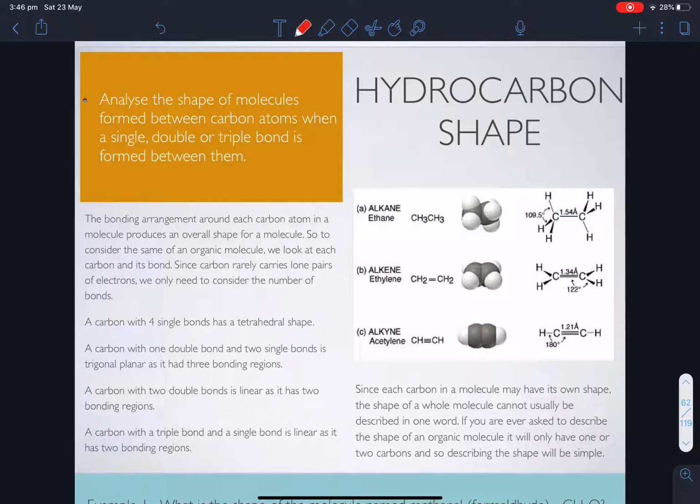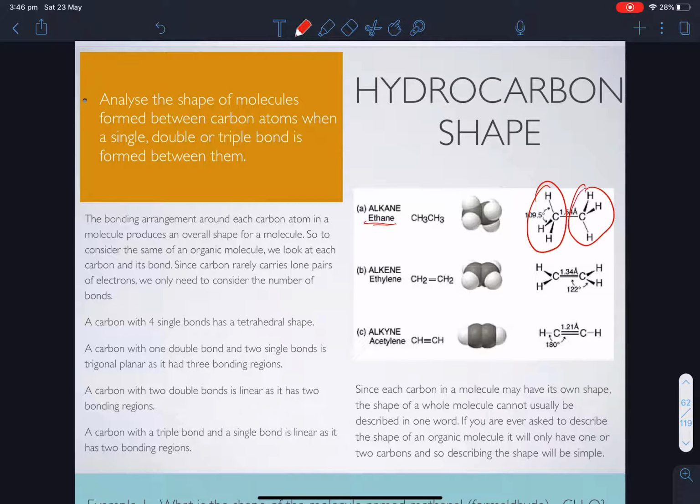Okay, so let's choose some simple examples like this diagram I found on the internet. For an alkane, we're going to look at ethane here, and we're going to look at the shape around each of these carbons. Each of these carbons has 4 bonds. It's a saturated alkane: the carbon-to-carbon bond and 3 carbon-to-hydrogen bonds.